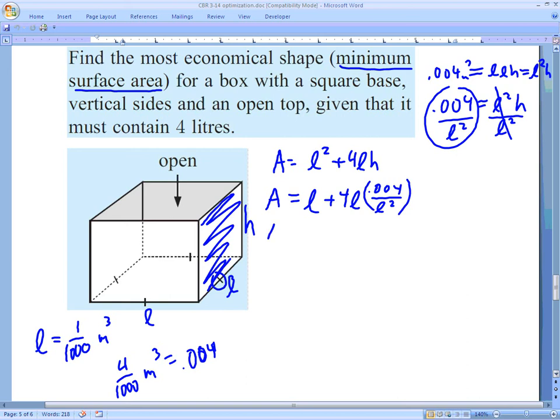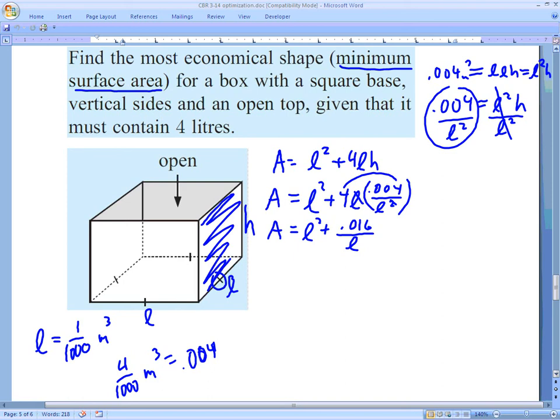We can clean that up a little bit, and we can say that my surface area is equal to L squared plus, if I distribute the 4 here, that's going to become 0.016, 16 thousandths, all over a single L, because this L and one of those L's will cancel out. And I lost my squared here. Okay.